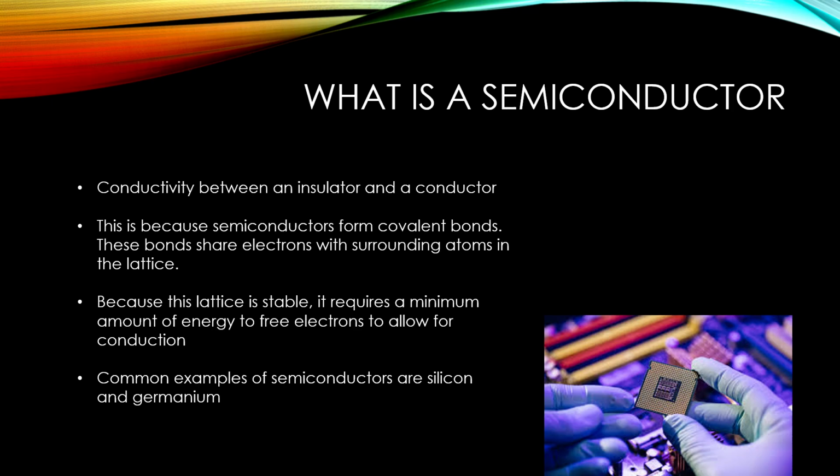What is a semiconductor? Semiconductors have a conductivity between that of an insulator and a conductor. This is because semiconductors form covalent bonds. These bonds share electrons with the surrounding atoms in the lattice. Because this lattice is stable, it requires a minimum amount of energy to free electrons to allow for conduction of electricity. Common examples of semiconductors are silicon and germanium.